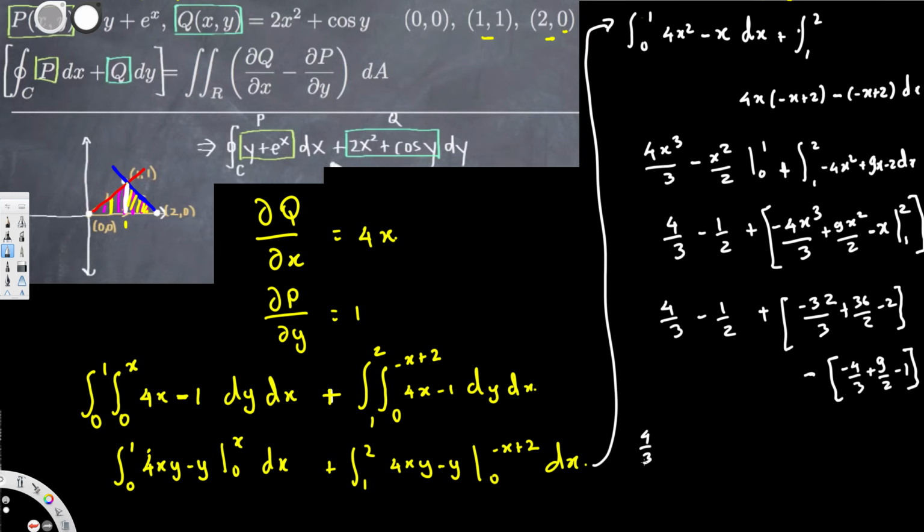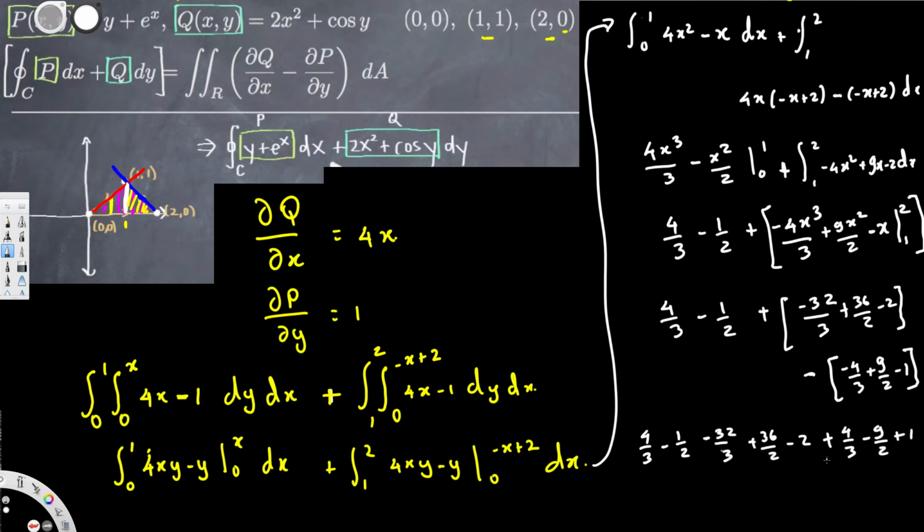4 over 3 minus 1 over 2. If we take this one out of the bracket, this is going to be just negative 32 over 3 plus 36 over 2 minus 2. And if you take this bracket out, this is going to be minus minus, that's going to be plus. Plus 4 over 3 minus 9 over 2 plus 1.